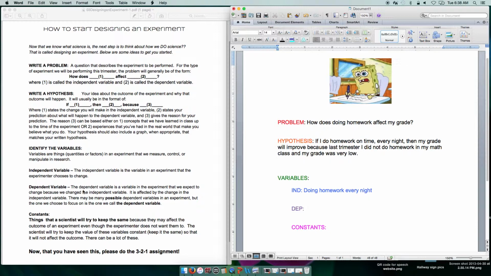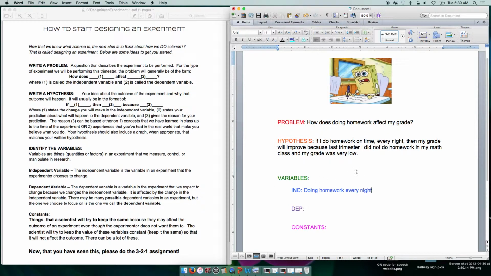The dependent variable, in the experiment, is what we think will change because we change something else. We change the independent variable. It is affected by the change in the independent variable. There may be many possible dependent variables in the experiment, but the one we choose to focus on is the one we call the dependent variable.